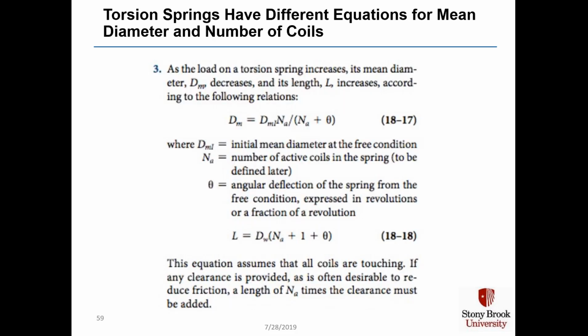But torsion springs have different equations for the mean diameter and the number of coils. As the load on a torsion spring increases, its mean diameter d sub m decreases and its length L increases, according to the following relations. dm equals d_mi times n_a divided by the quantity n_a plus theta, where d_mi equals the initial mean diameter at the free condition, N_a equals the number of active coils in the spring, and theta is the angular deflection of the spring from the free condition, which is expressed in revolutions or fractions of a revolution. Length L equals d_w, which is the wire diameter, times the quantity of the number of active coils plus 1 plus theta. And this equation assumes that all coils are touching.